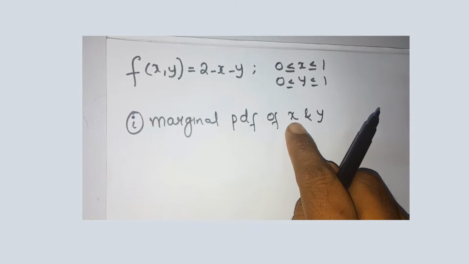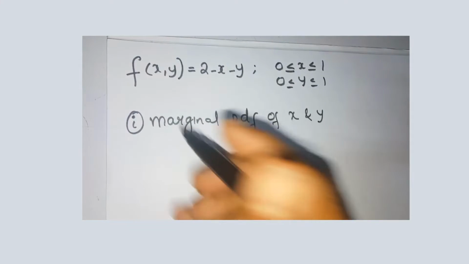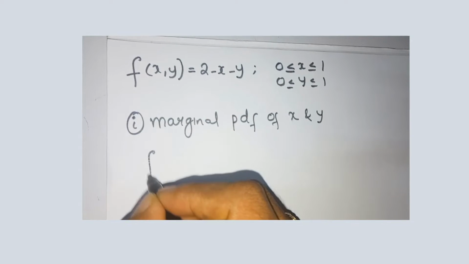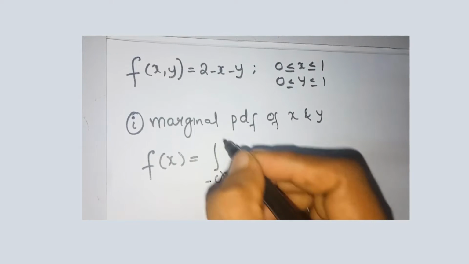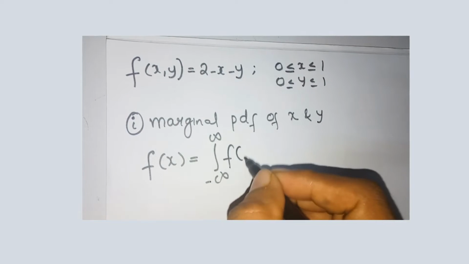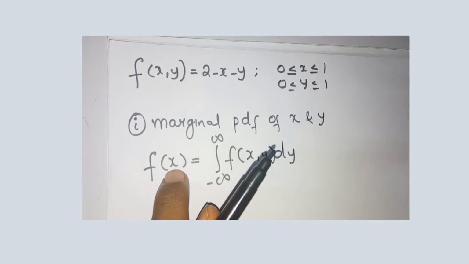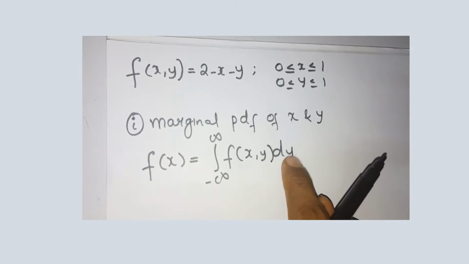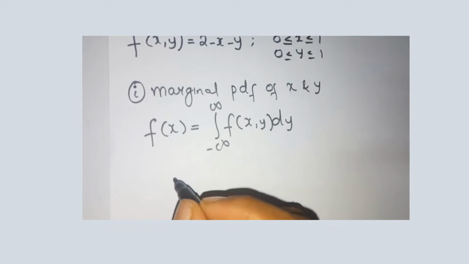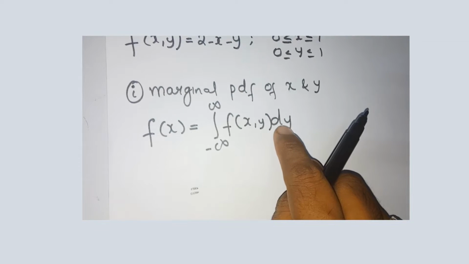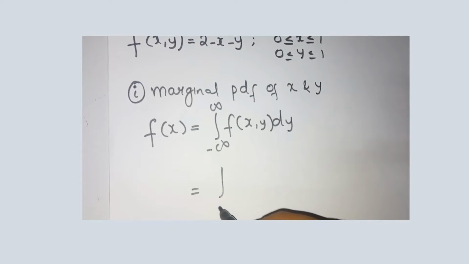Okay, in order to find for x and y, let us first consider x. In order to find it, the function f of x is equal to the integration over the limits minus infinity to plus infinity of the function f(x, y) dy. Whenever we are finding the marginal function of x, it is taken with respect to y. This is the important point we need to note down. Now the limits of y are given in the question as from 0 to 1.